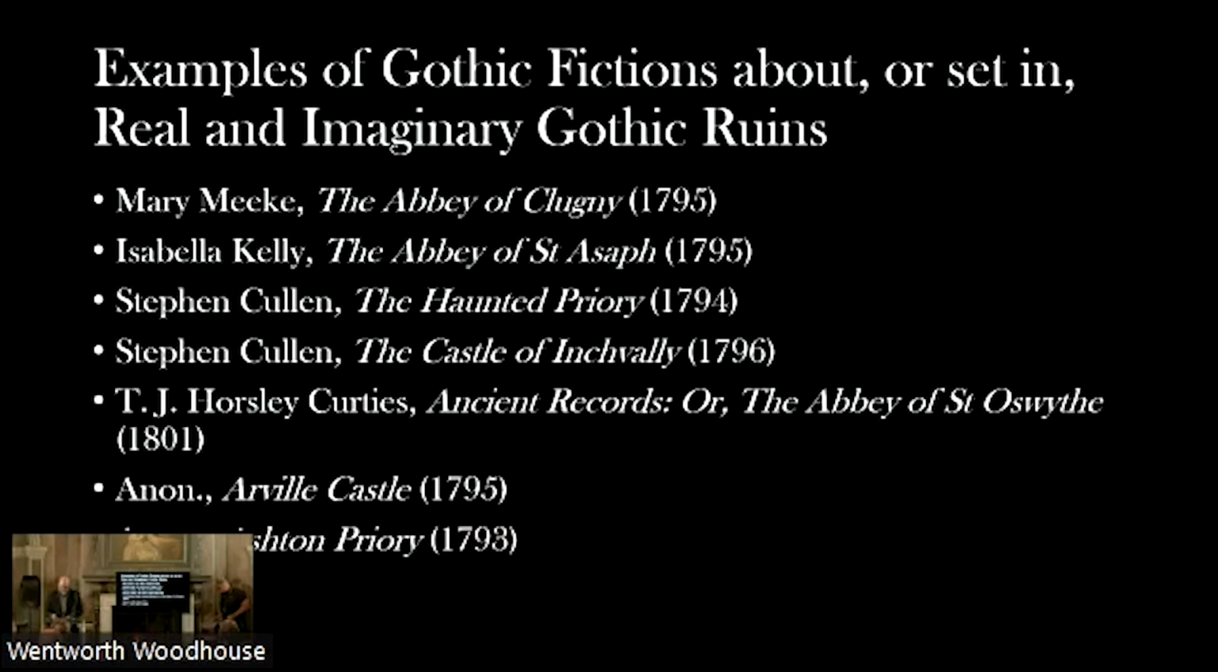Here are some examples on your slide. Just look at these titles of early Gothic novels. Look at the references to priories, castles, abbeys. It becomes an enduring convention. You will know, of course, of Jane Austen's Northanger Abbey. It is precisely on that convention that Austen is riffing. We can see a lot of other examples. I could have given you 200 examples. These are just randomly picked.